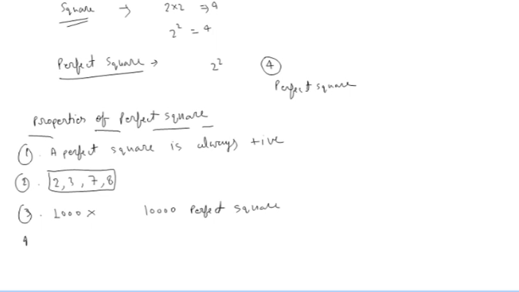And the fourth property is that the square of an even number is always even and the square of an odd number is always odd. If I take the example of 4, 4 is even. The square of 4 is 16, which is also even. And an odd number is 3. The square of an odd number is always odd.